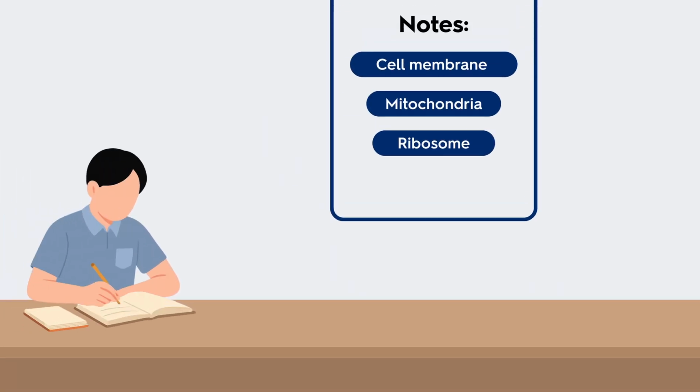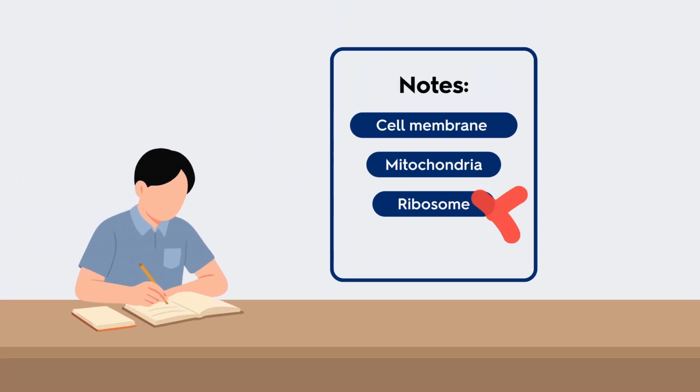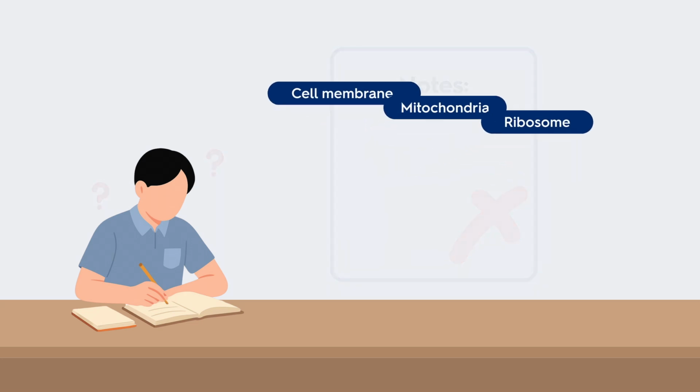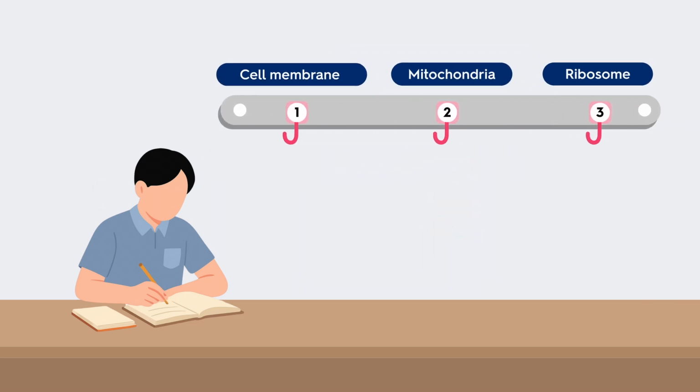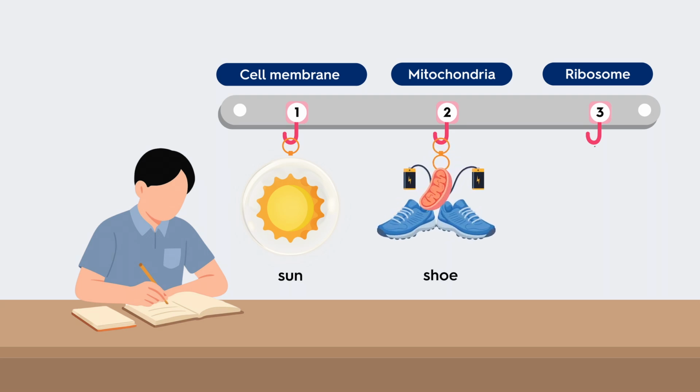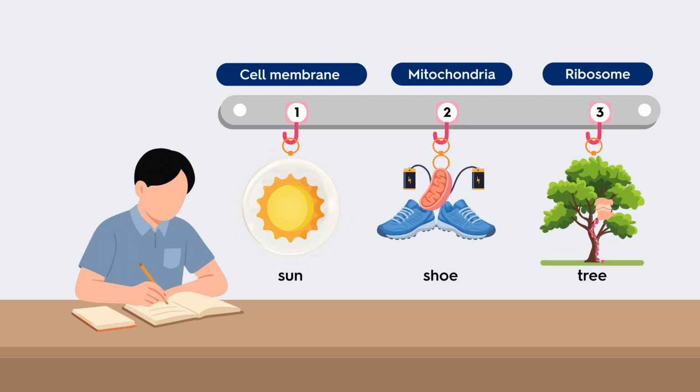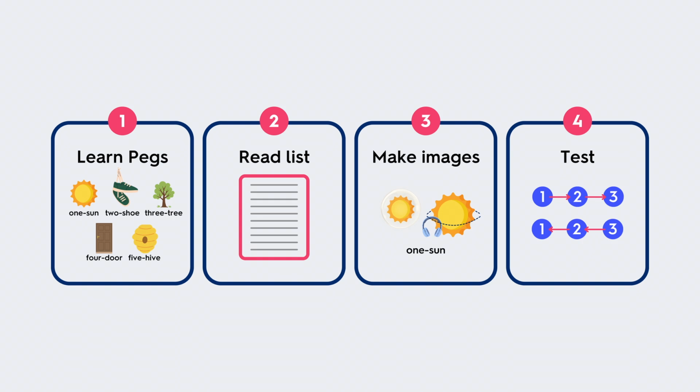A common mistake is making the image too quiet. A tiny label on a blank page is easy to lose. Make the scene active. Let objects crash, glow, stretch, sing, or move, as long as the picture clearly connects the peg and the item.